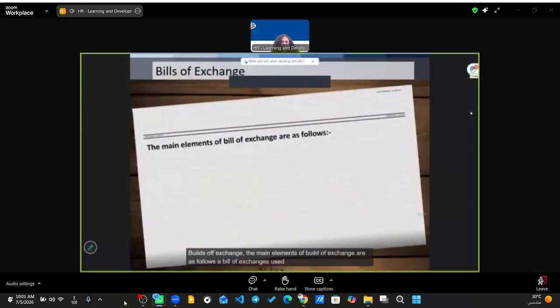Bills of exchange. The main elements of bills of exchange are as follows.